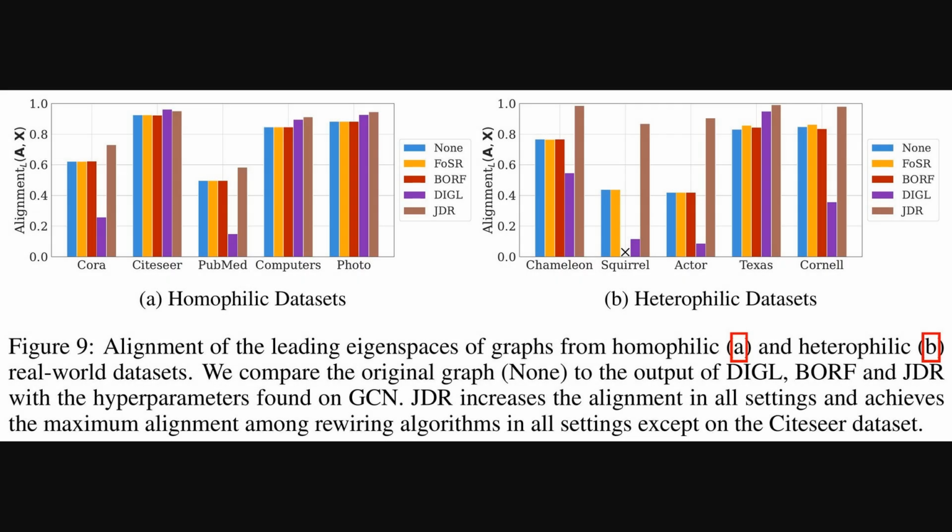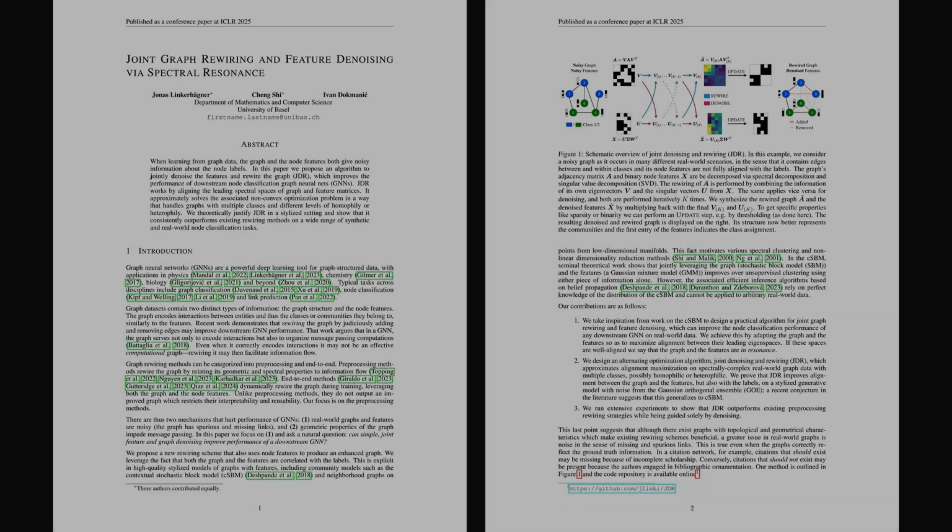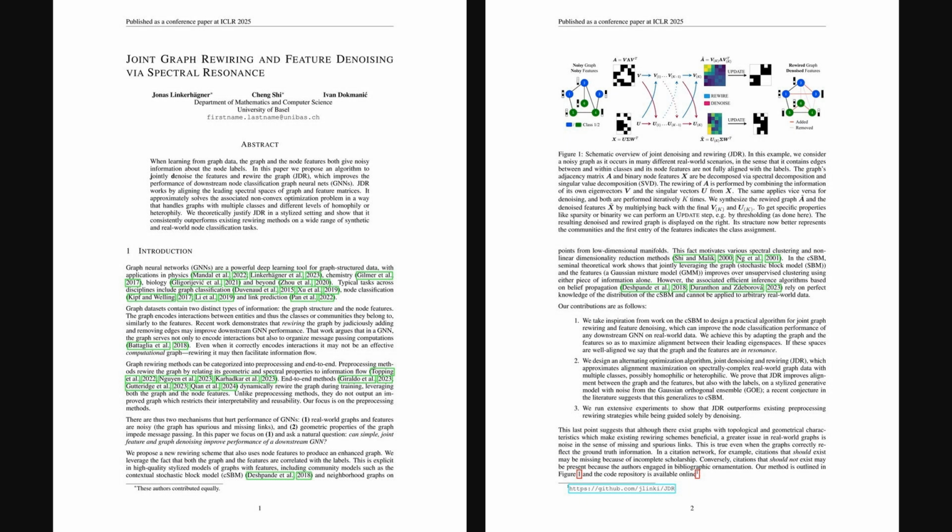Alright, so we've seen JDR works well even on large graphs. Now, this figure 9 really digs into why it might be so effective. It plots that spectral alignment metric we discussed earlier, comparing JDR with other methods on real-world datasets. Well, across both homophilic and heterophilic graphs, you see the JDR bars in brown consistently achieve the highest alignment. This directly shows JDR successfully maximizes that spectral resonance. So that spectral alignment improvement really seems key.